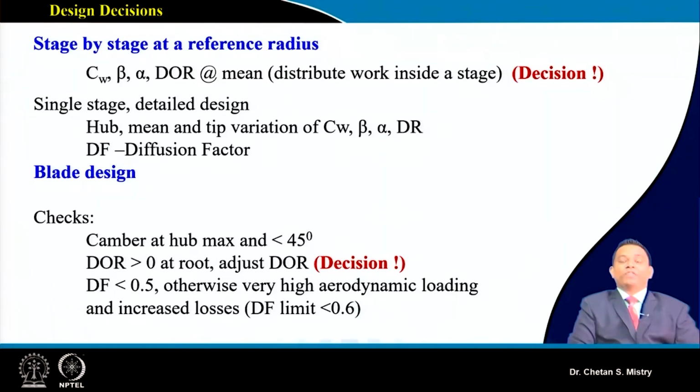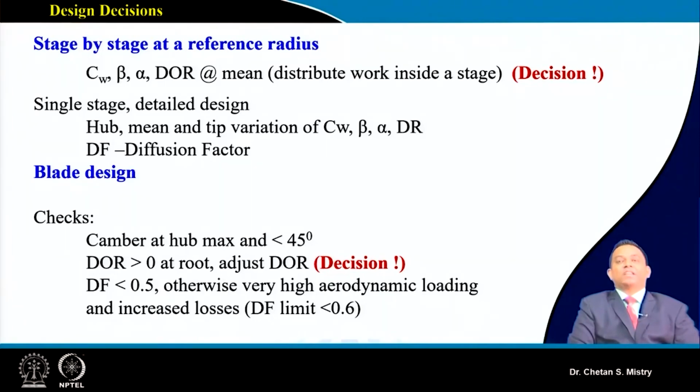The next parameter we need to keep an eye on is the degree of reaction. If the degree of reaction is 0 or negative, you need to avoid that, and it is the designer's choice how to modify the section. This kind of situation happens particularly near the hub region. The designer will decide how to manage the degree of reaction within the required or assumed range. One more parameter, as we have discussed, is the diffusion factor.